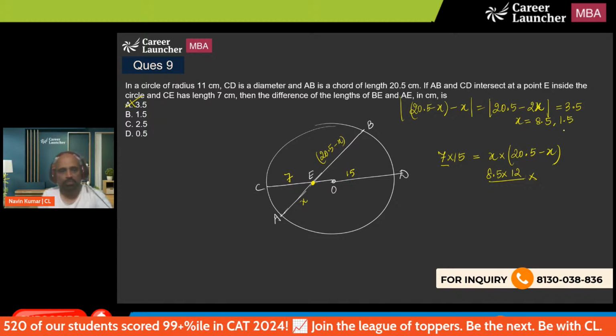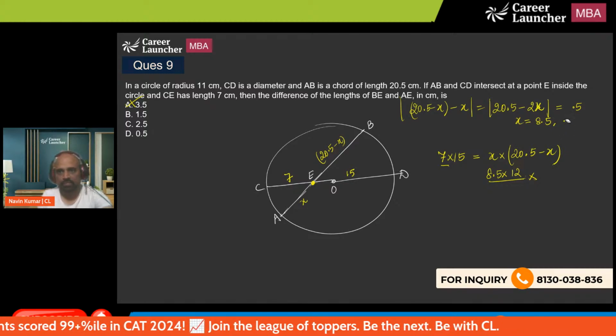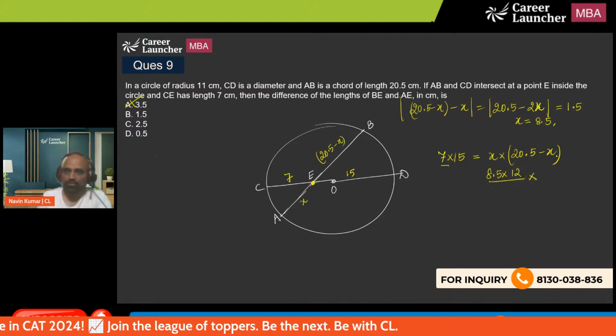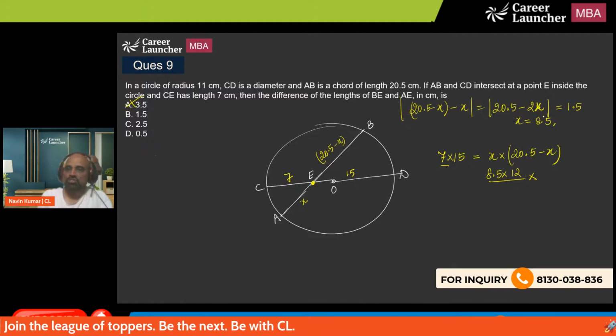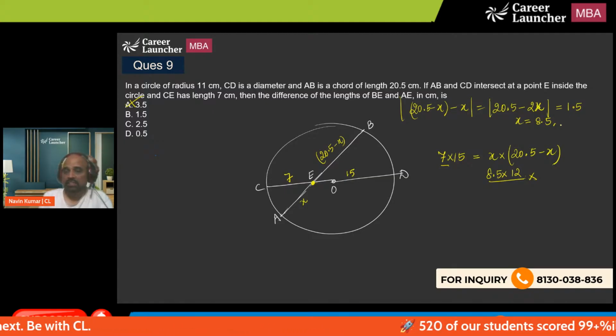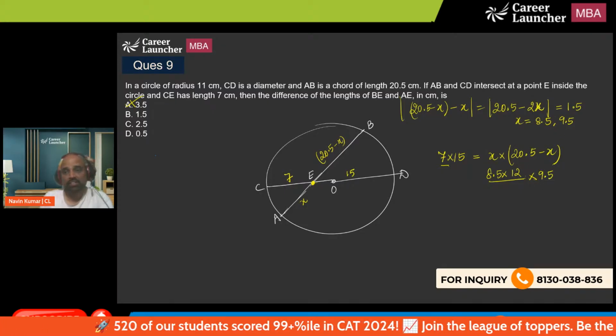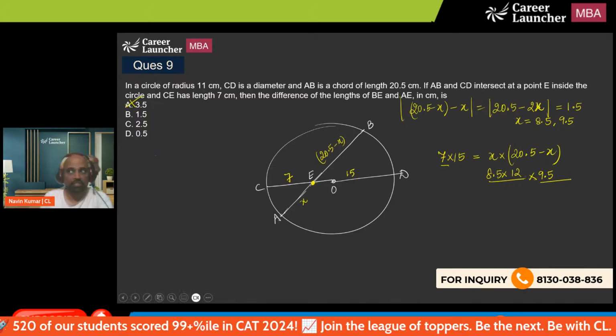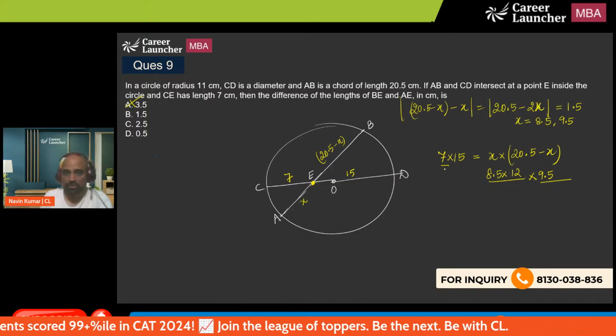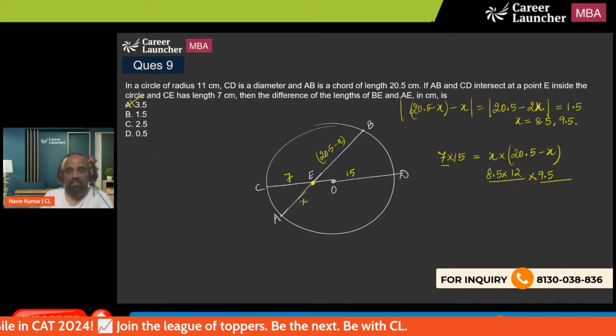If this is 1.5, so 2X is going to be 19. So X is going to be 9.5. If X is going to be 9.5, we need to stop right here. Reason being 9.5 is a multiple of 19. I don't have a 19 here. Okay, 1.5 will not work either.